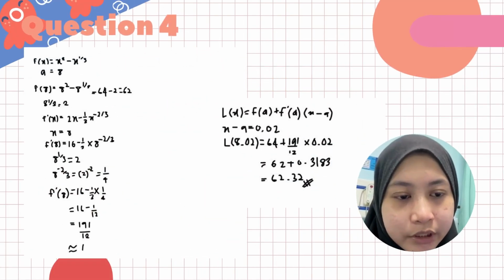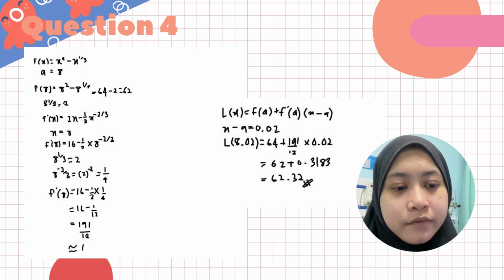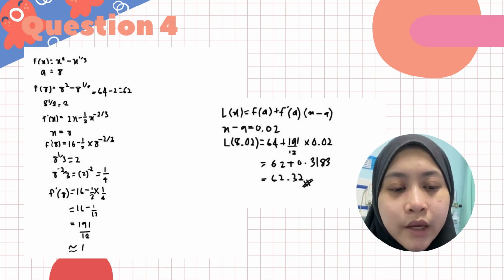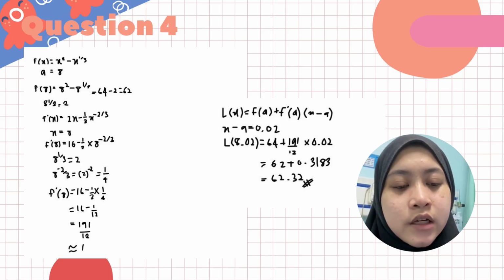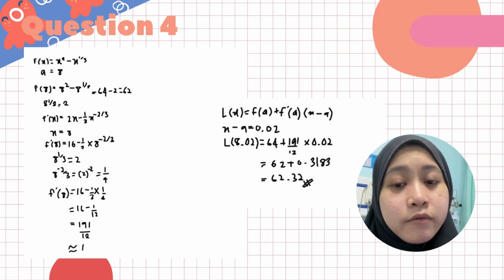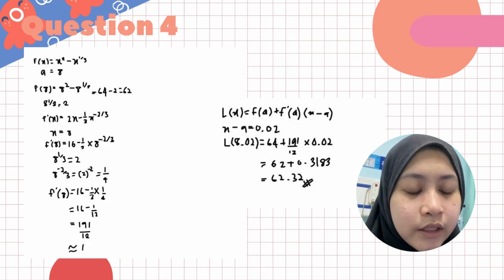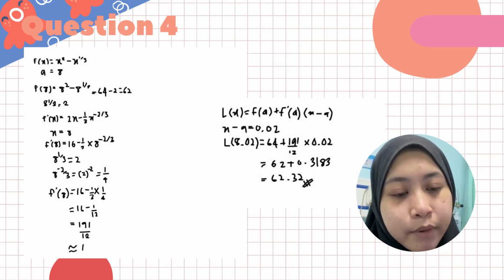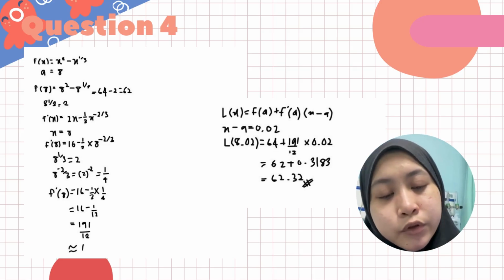So for the fourth question, f(x) equals x to the power of 2 minus x to the power of 1 over 3. So we have a equals 8. We substitute 8 into f(x). So we have 8 to the power of 2 minus 8 to the power of 1 over 3. So the final answer is going to be 62. We know that 8 to the power of 1 over 3 equals 2.